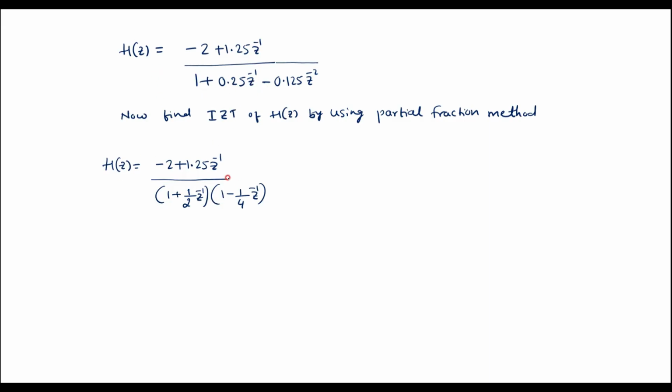We can find the roots directly by using the calculator. In the calculator, keep it in degree mode and enter the coefficients in decreasing order, that is -0.125 and 0.25 and 1. We will get 2 and 4, which we have to write in inverse form, that is 1 upon 2 z inverse and 1 upon 4 z inverse, and we have to change the sign also. If it is minus 2, we have to take it as plus 1/2 z inverse, and for plus 4, we write it as minus 1/4 z inverse, which equals (-2 + 1.25 z^-1).